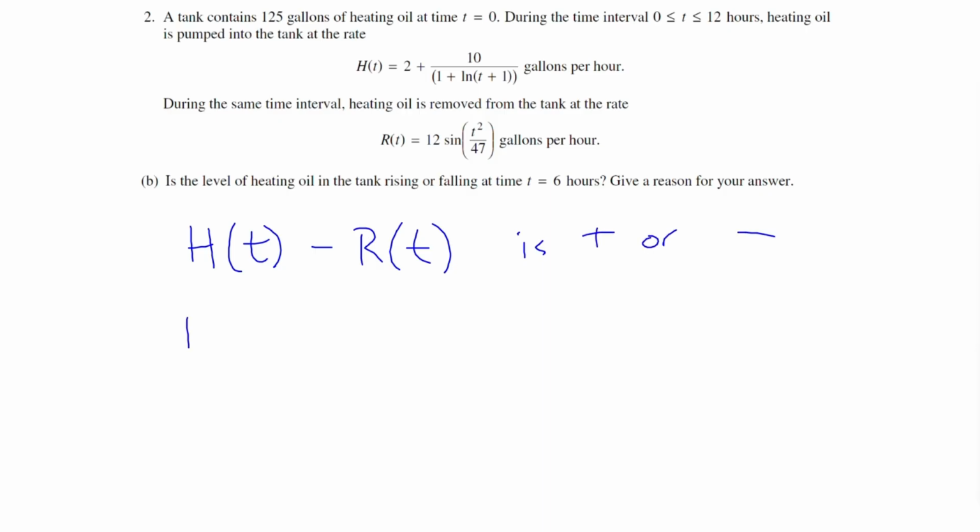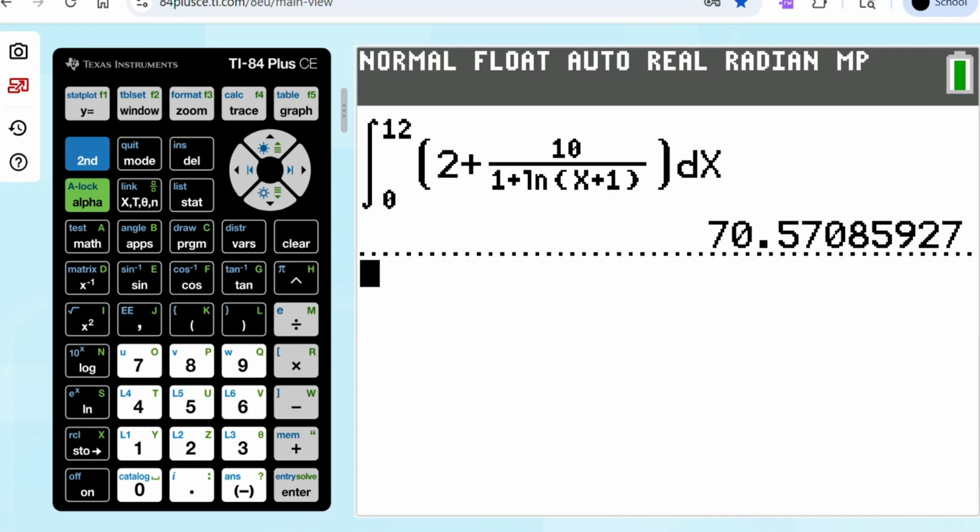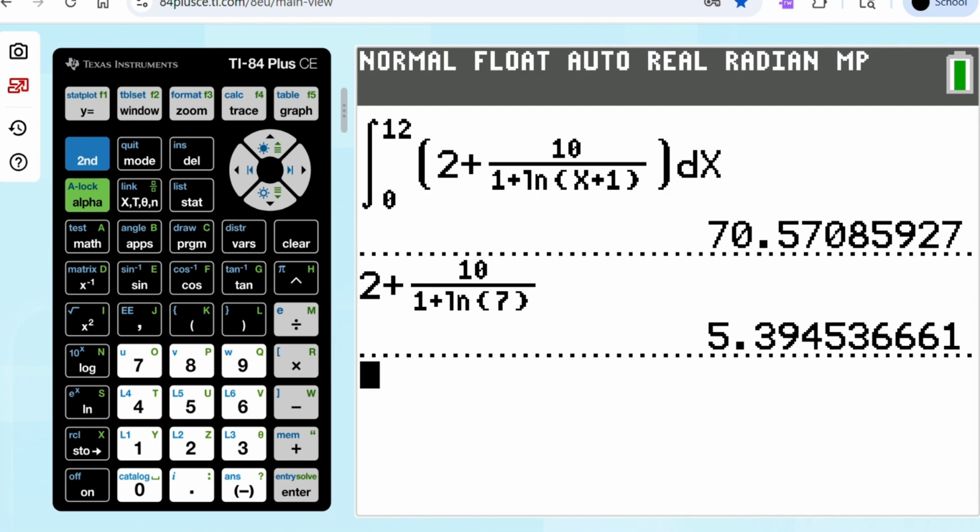So let's just evaluate h of 6 minus r of 6, and that ought to tell us whether it's positive or negative. It should tell us if it's rising or if it's falling. And so we'll just go to our calculator again here. H was 2 plus that fraction that we get with alpha x, 10 over 1 plus the natural log of our value 6 plus 1, so the natural log of 7. So that's h of 6.